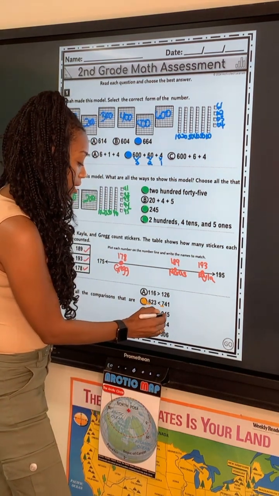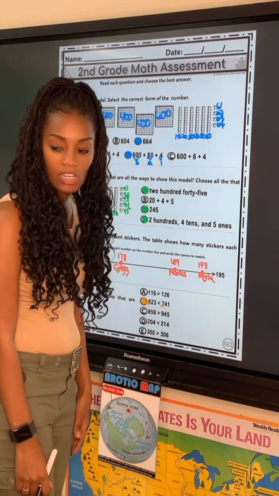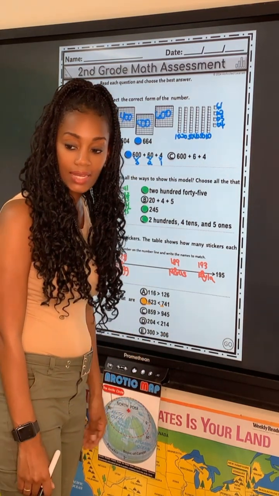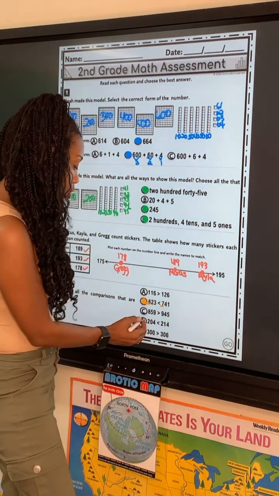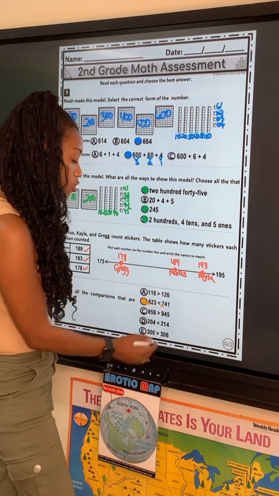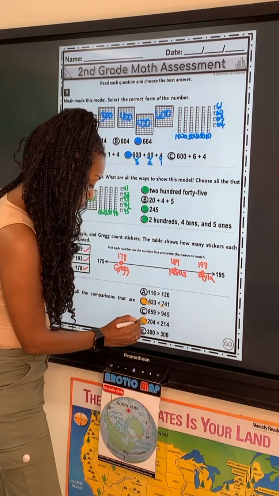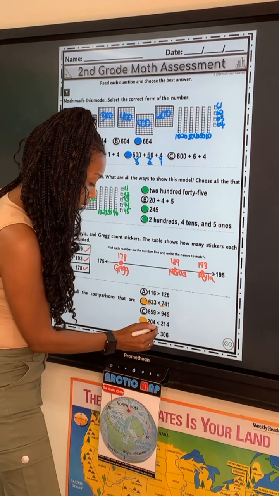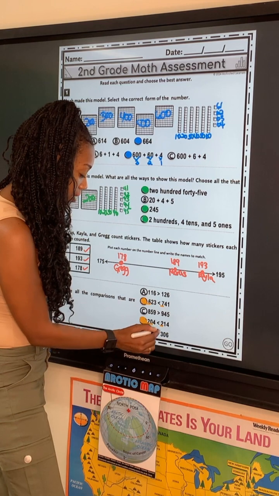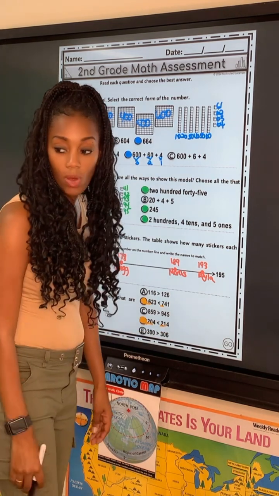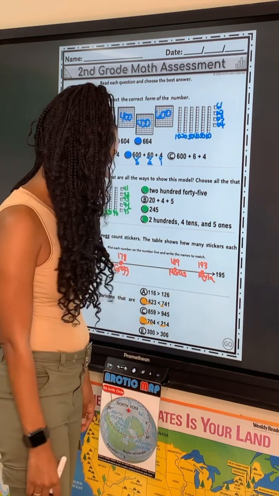859 is greater than 945. That's incorrect. Again, the 8 in the hundreds place is less than the 9 in the hundreds place, so I know that can't be correct. 204 is less than 214. Yes, it is. Both 2's in the hundreds places are correct, but once I go to the tens place, that's a 0 and that's a 1. So that's how I know this is correct, because the 0 is less than the 1.